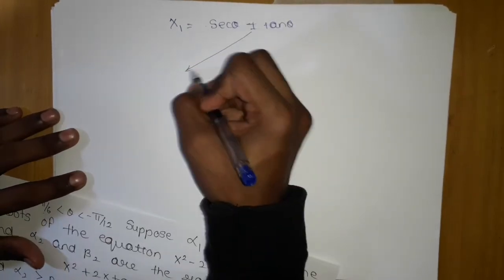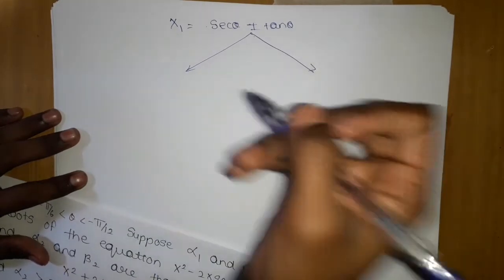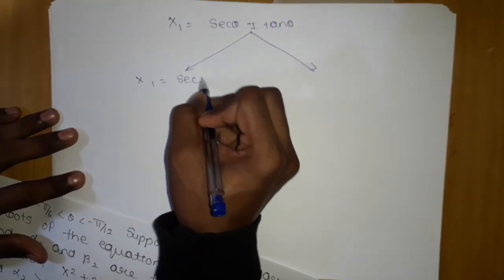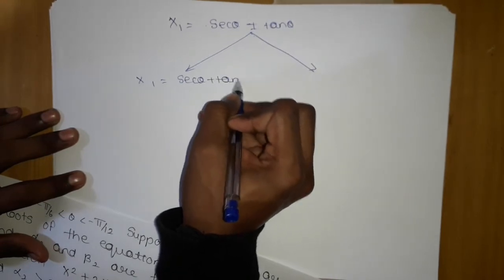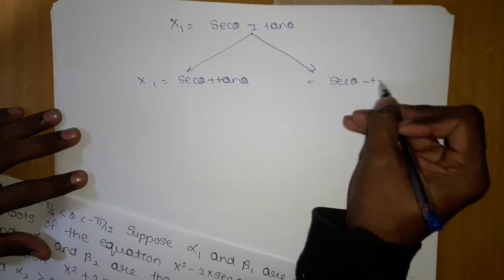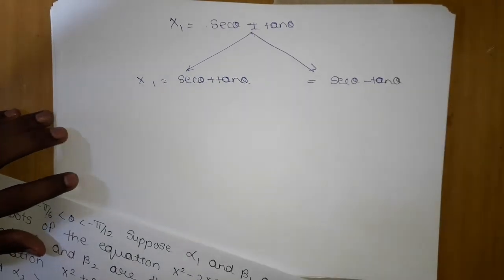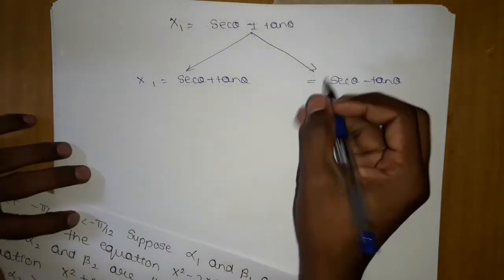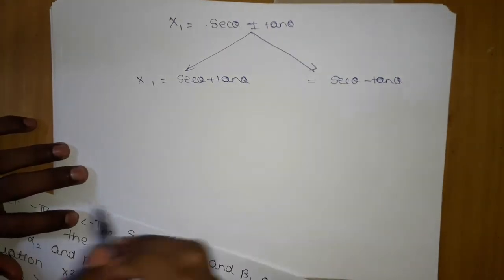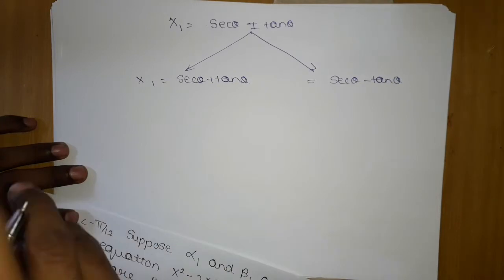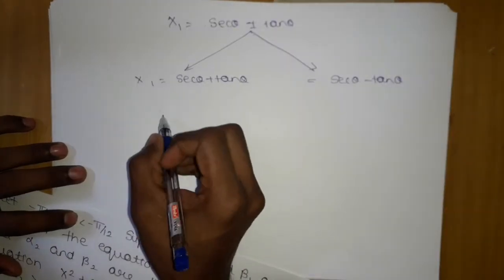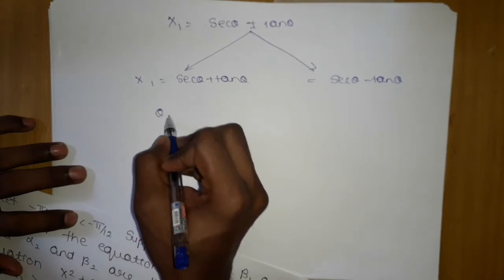Now this root can be written in two forms. One can be sec theta plus tan theta, and the other can be sec theta minus tan theta. So how will we come to know which one is alpha 1 and which one is beta 1? Now the quadrant thing will come into the picture. Like we know, theta is in the fourth quadrant.